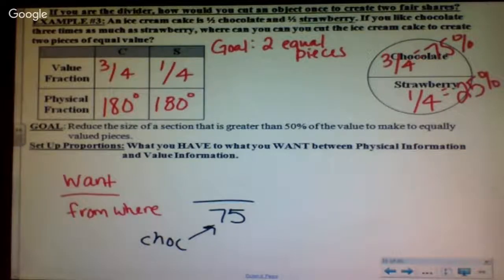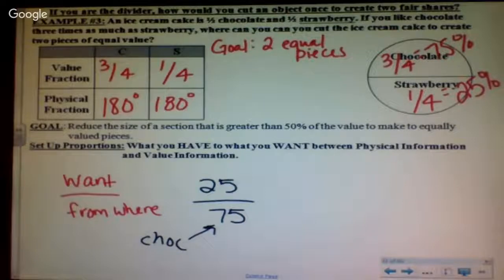Okay, I want to make 75/50. So how much do I have to take from 75 to make it 50? 25. So I want 25% from the 75 to even it out. Does that make sense? Okay.